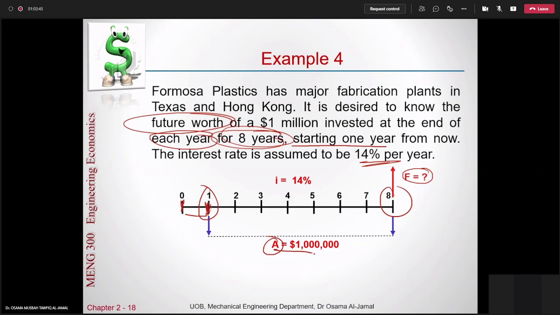Standard notation. Want to find what? Hamad. Yes, Doctor. Yes, to find the future, F. Okay, the standard notation, give it in.